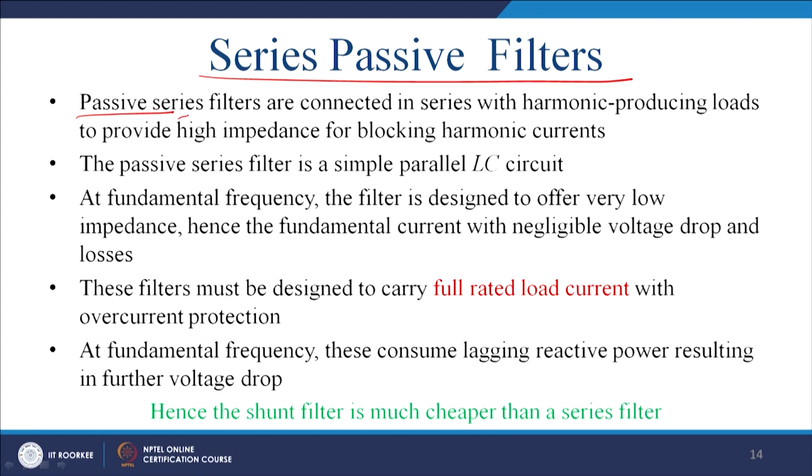The passive series filters are connected in series with the harmonic producing load to provide high impedance for blocking the harmonic current. So, it will not allow the fifth harmonic to flow into the grid.